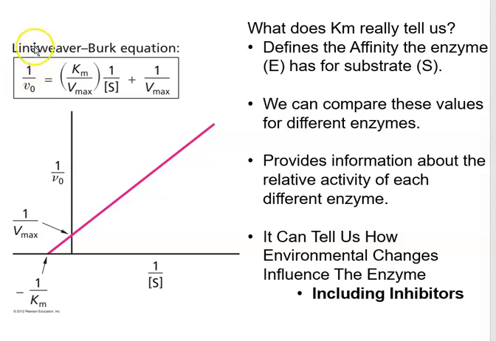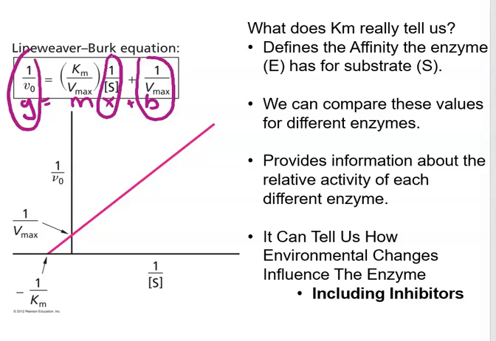So here's the Lineweaver-Burk equation, and this gives us the equation of a line. So 1 over V naught, so y equals mx plus b. This is the equation of the line, and these different components are what we're actually graphing. If we get the slope, that is going to equal the Km value over Vmax. If we get the y-intercept, that's going to be 1 over Vmax. So we can use all of this information to solve for the Vmax and Km values.